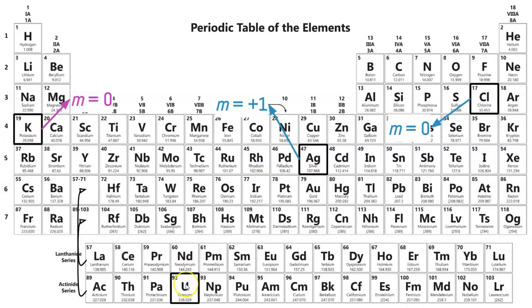Then we have uranium. Uranium's an F block, L equals 3. So it's going to go from -3 to +3. And the first one of that row is Ac: -3, -2, -1, 0. Uranium's M is 0.